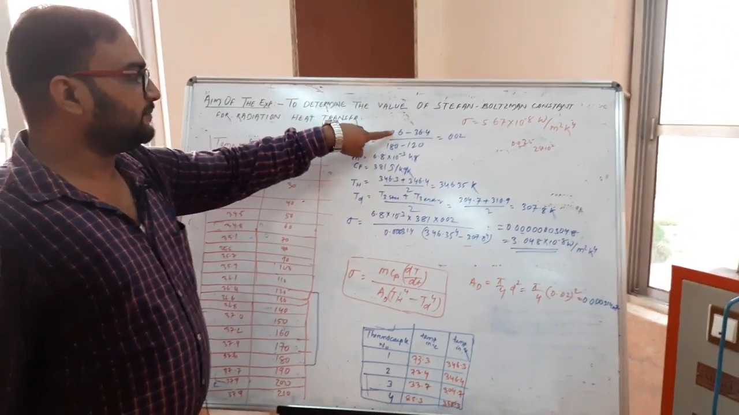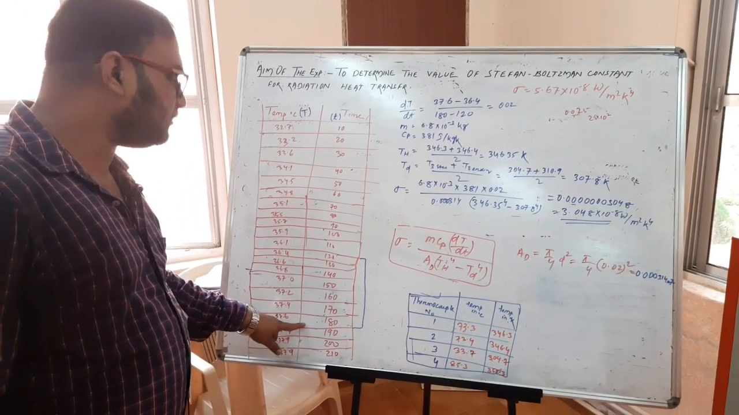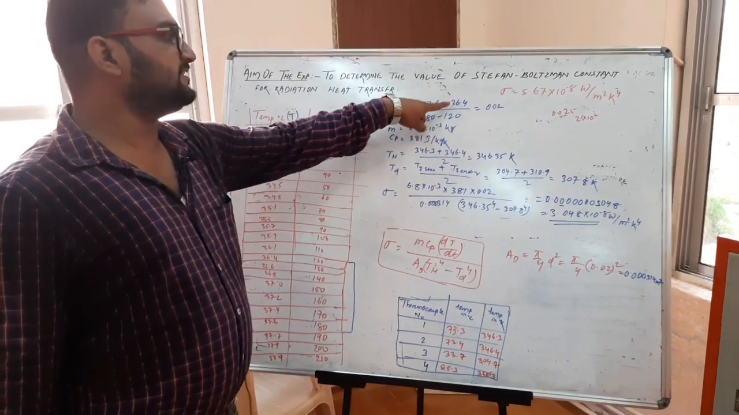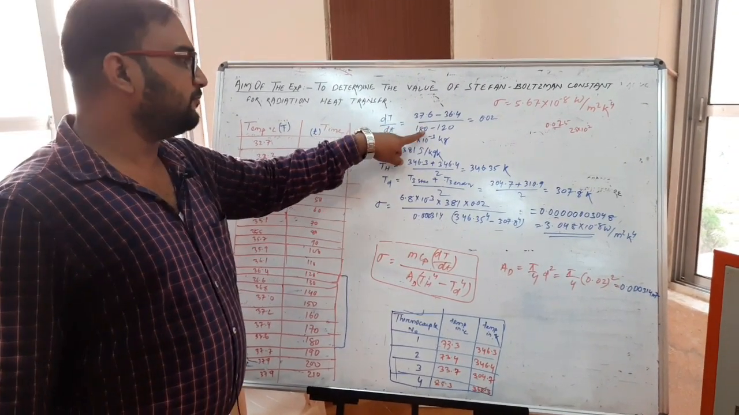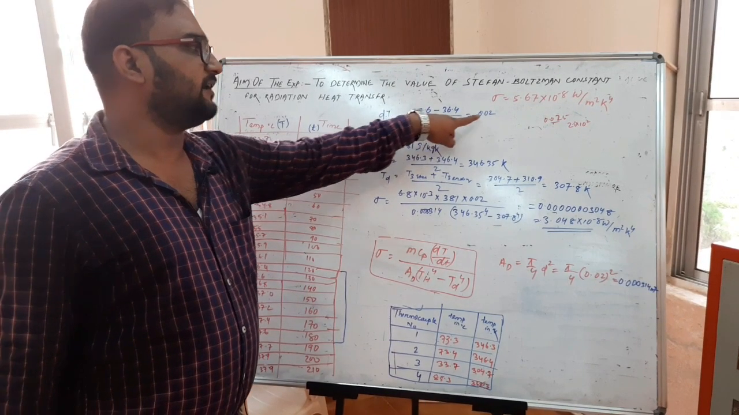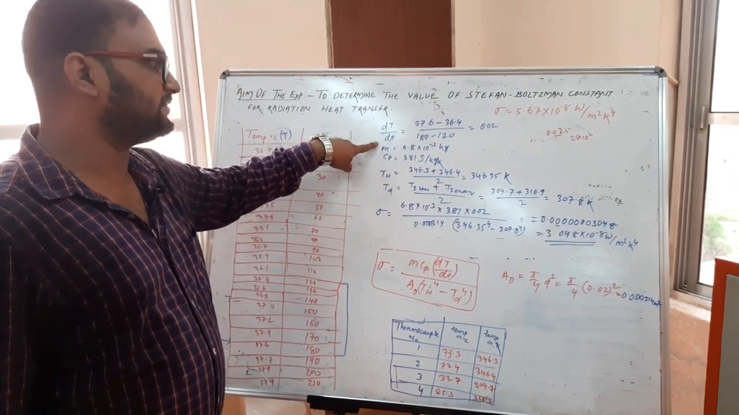Now 37.6 is the value corresponding to 180 seconds, and 36.4 the value corresponding to 120 seconds. So divided by 180 seconds minus 120 seconds, the value will be 0.02, which is the dT by dt value.